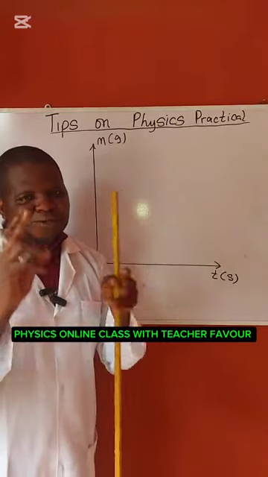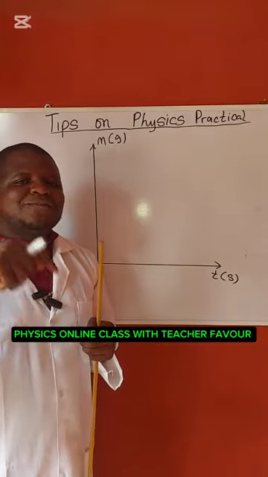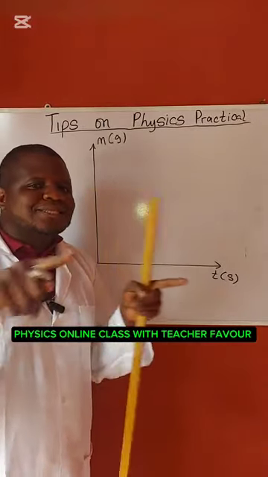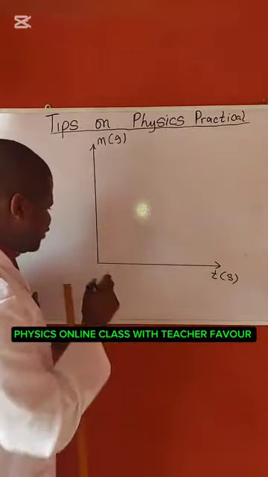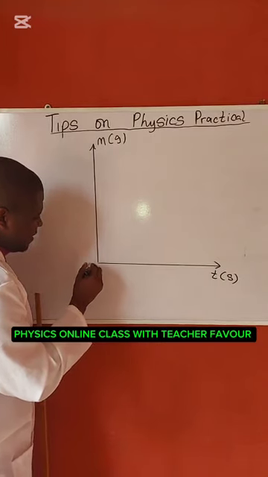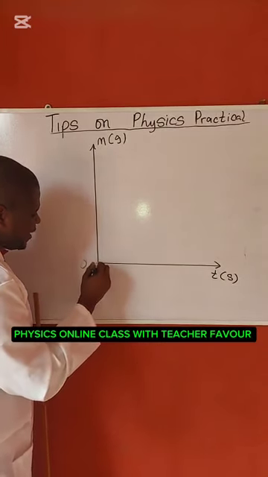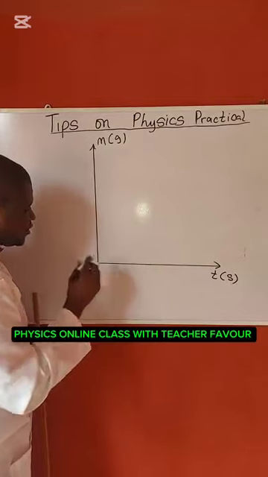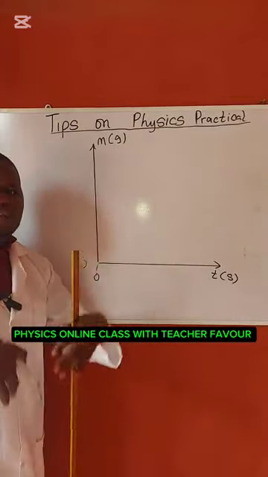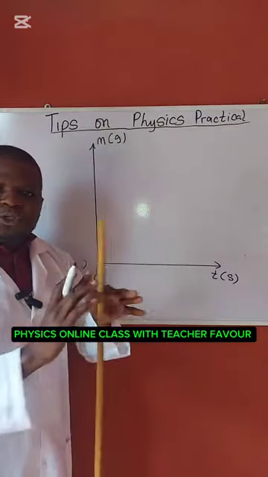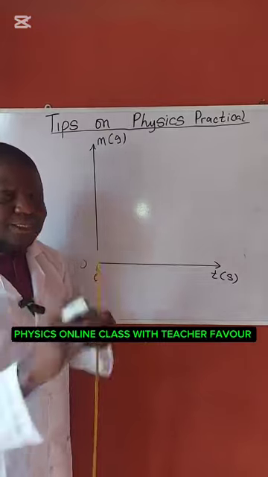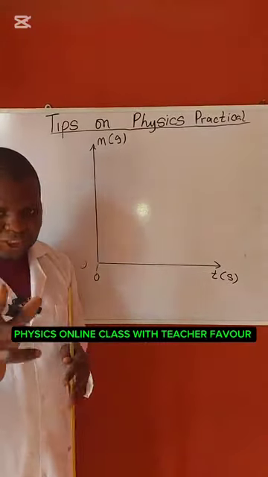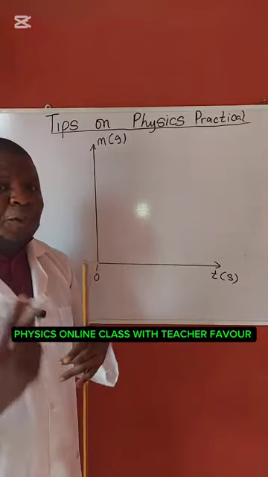Before you choose your scale, do you know what to do? You must check if you're asked to start both axes from origin. If you're asked to start both axes from origin, it simply means that here must be equal to 0, and at the same time, here must be equal to 0. But if it was not stated in the question, you may choose not to start from the origin. Did you get that? Number 2, in choosing scale, you make use of even numbers.